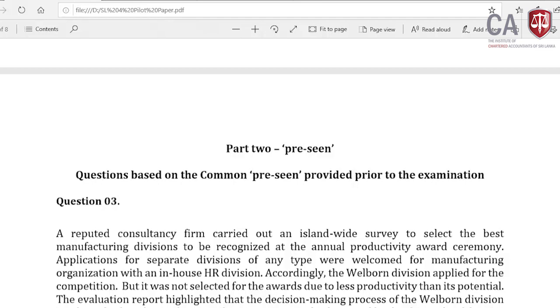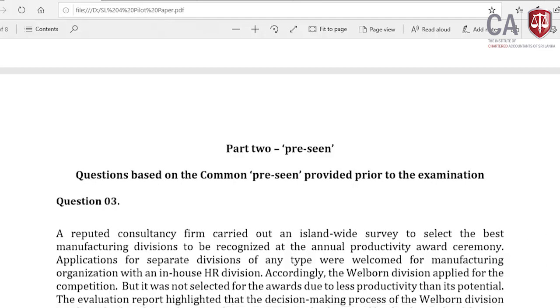Now, here there will be an unseen part added, or in other words, the pre-seen scenario will be extended by giving some additional informations. So, we have already read the pre-seen scenario. Now, before discussing the part 1 and 2, we look at the part 2, the question related with the pre-seen scenario.